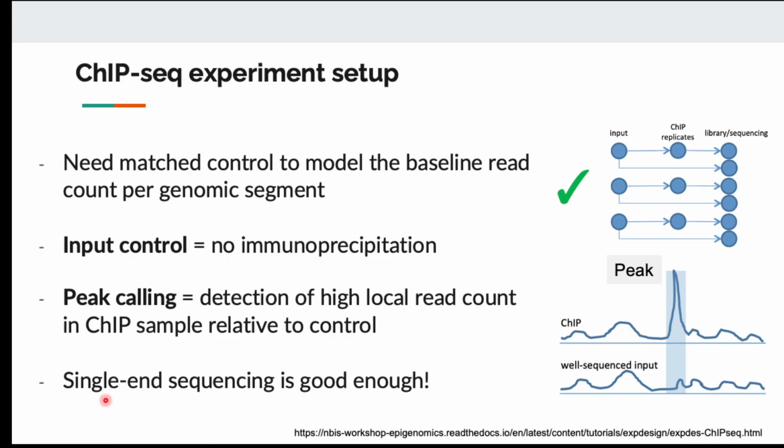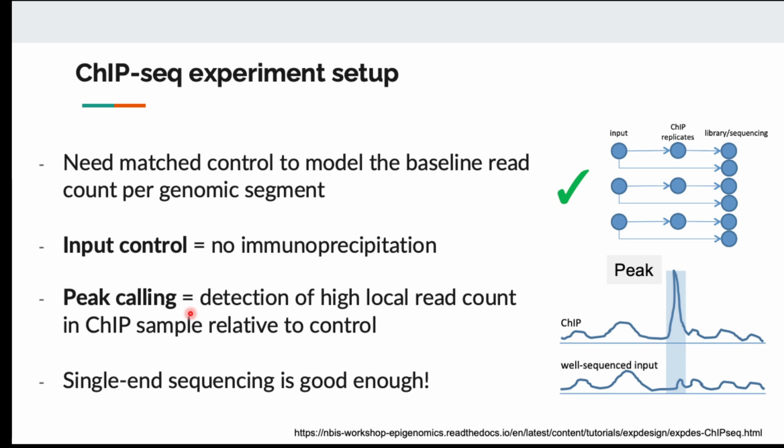So you can reduce your sequencing cost by half, because you don't have to sequence both ends, you sequence just one end. But you have to do sequencing twice because you have your control sample. So it cancels out. You have to spend the same budget as a regular sequencing experiment.